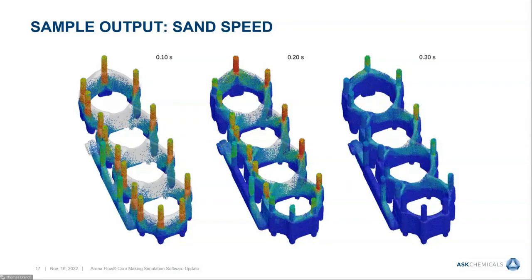Sand speed. With this result, take a look at how fast the sand moves. Sand moving at a speed of less than 2.2 meters per second will not compact further.